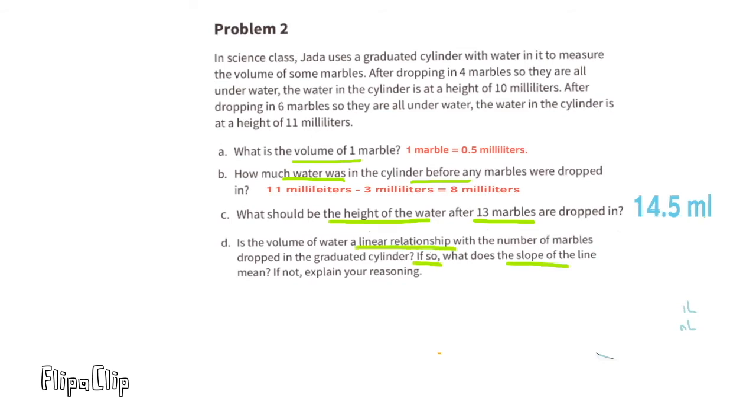D. Is the volume of the water a linear relationship with the number of marbles dropped in the graduated cylinder? If so, what does the slope of the line mean? If not, explain your reasoning.